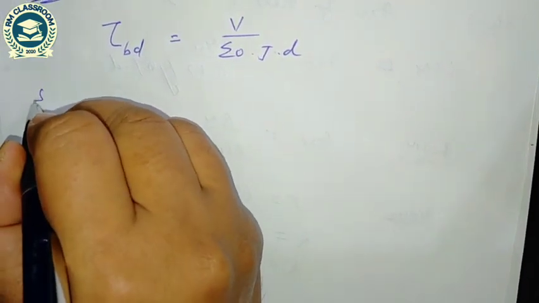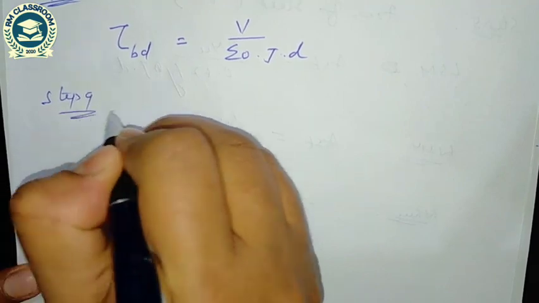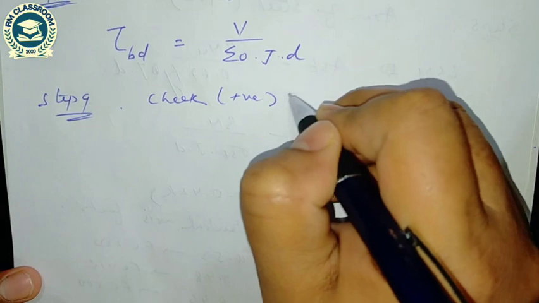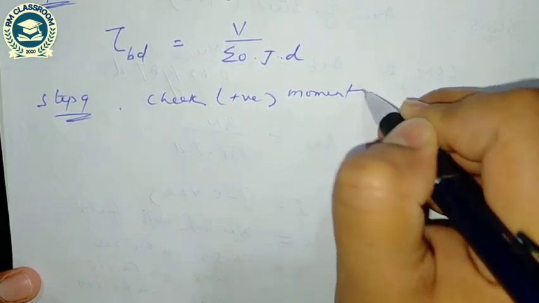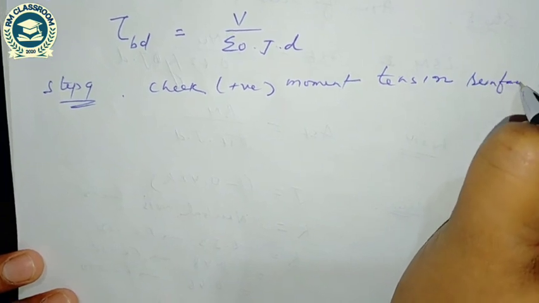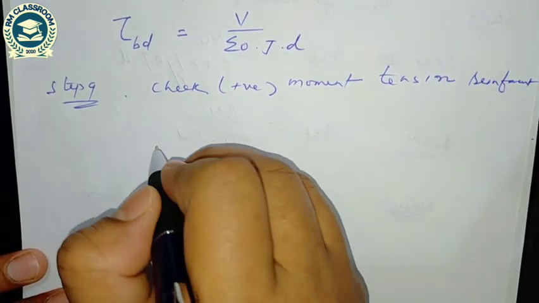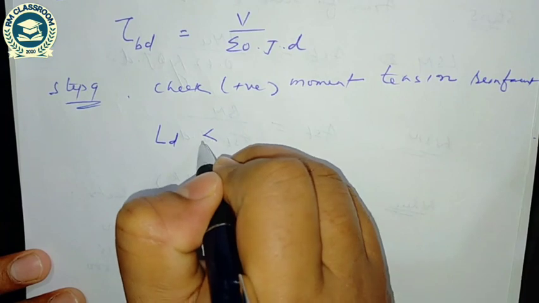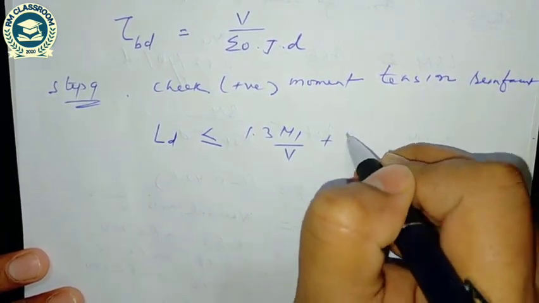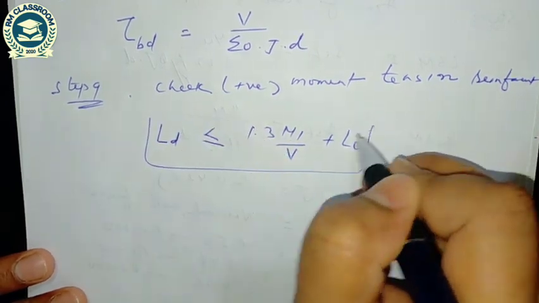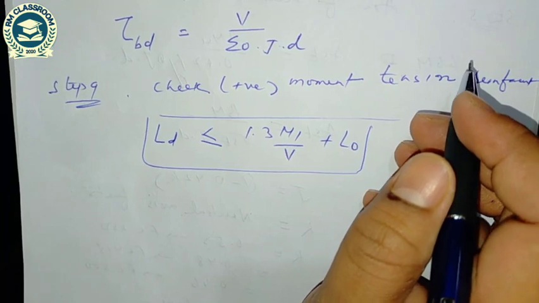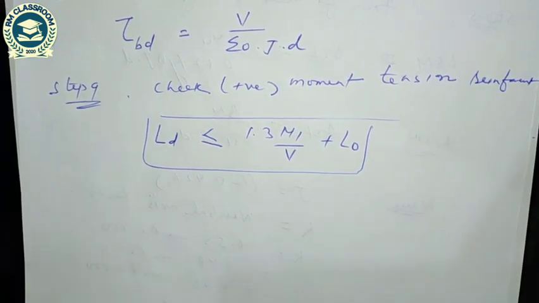And step 9, check positive moment tension reinforcement. So we know that development length is less than or equal to 1.3 M1 by V plus L0, where L0 is the anchorage value. So these are the checks we have to do in the design of slab.